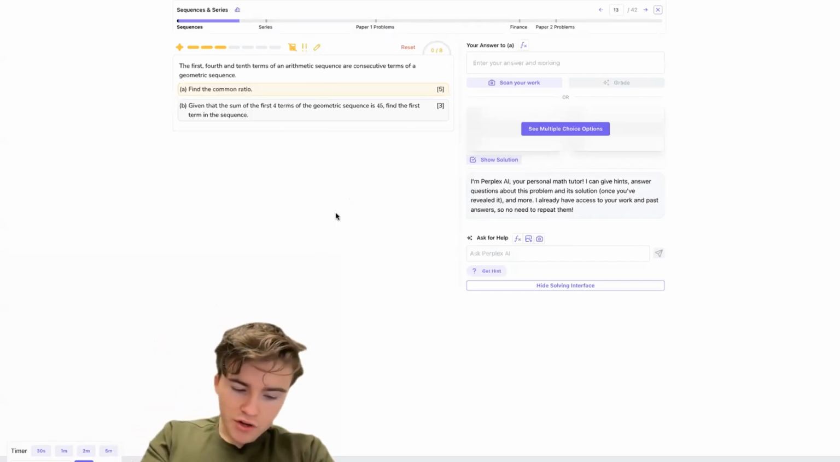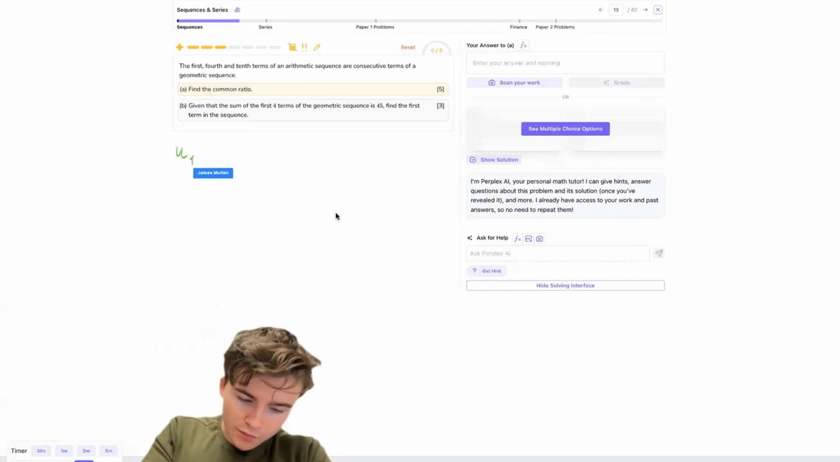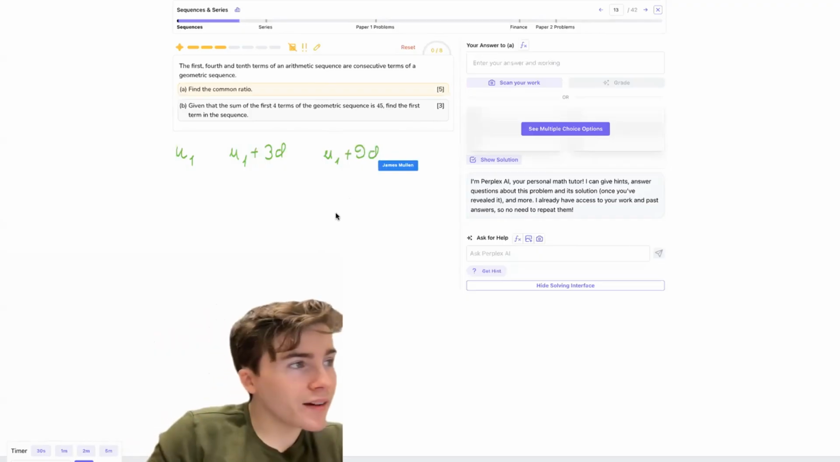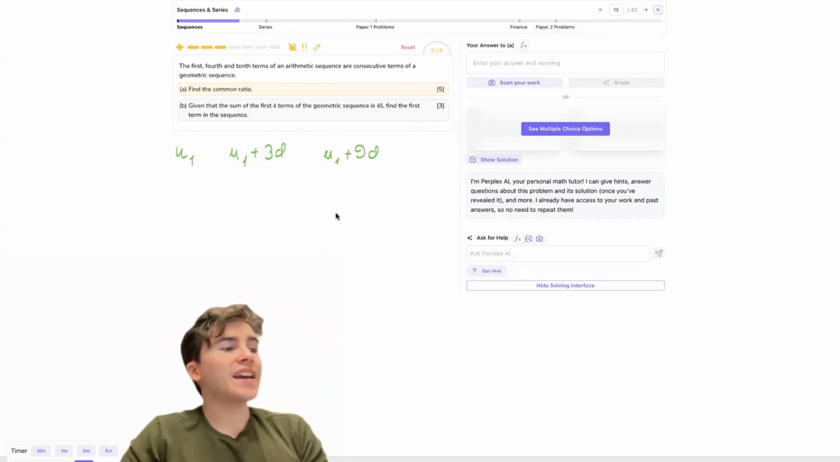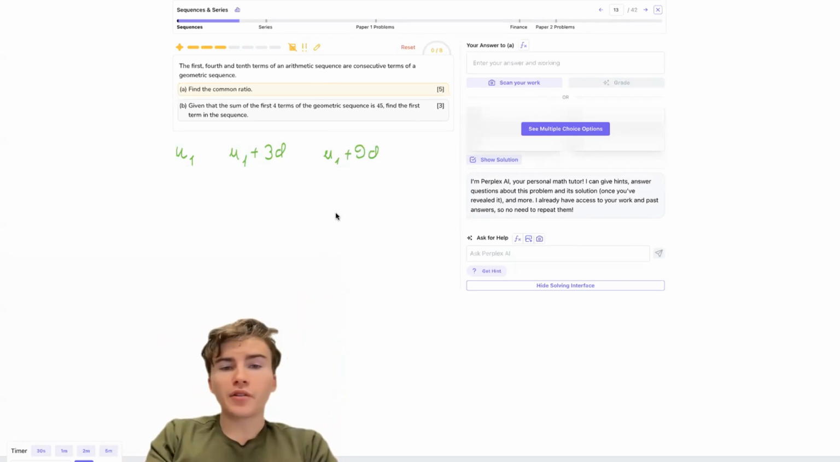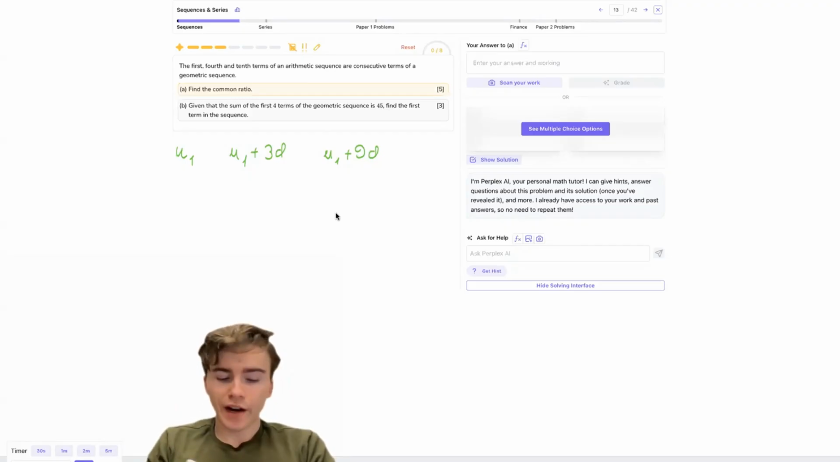But let's write out what we know. The first term in an arithmetic sequence is u1. The fourth term is u1 plus 3d. And the 10th term is u1 plus 9d. And those apparently are consecutive terms in a geometric sequence. And that means that they form a common ratio. If I do the 10th term of the arithmetic sequence divided by the 4th term, I should get r, and the same for the 4th term divided by the 1st term.